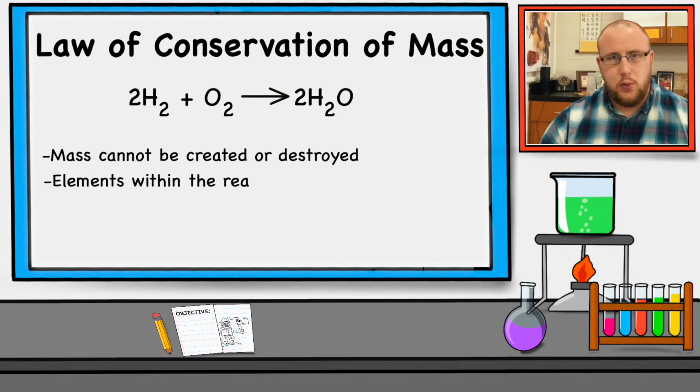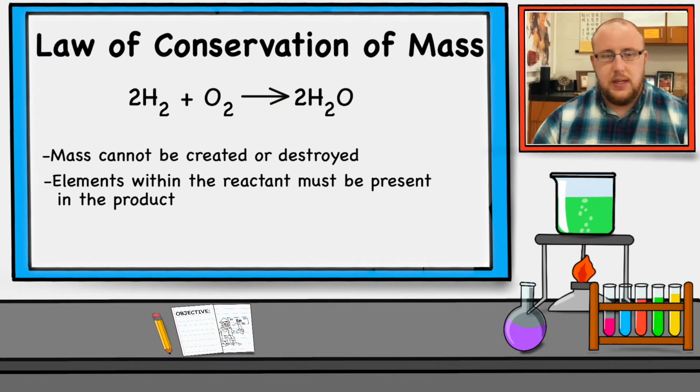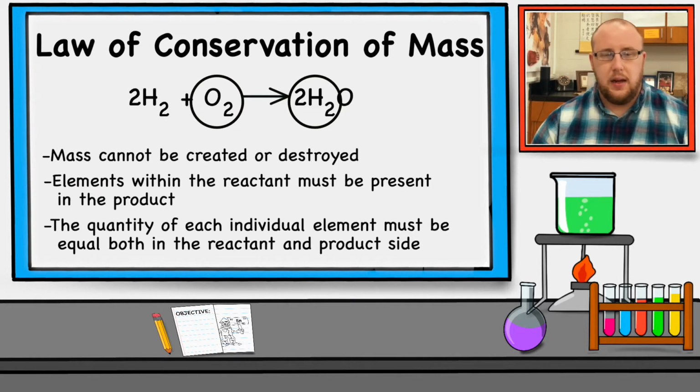In other words, the elements you start with in the reactant must be present in the product in some form or fashion. Another part of the law of conservation of mass is that the quantity of each individual element must be present in equal parts on each side of the equation. So I must have the same amount of hydrogen on the reactant side as I do on the product side, and the same amount of oxygen on the reactant side and the product side. For example, in the synthesis of water, we have 2 oxygen atoms on the reactant side. Then I must have 2 oxygen atoms on the product side to observe the law of conservation of mass.